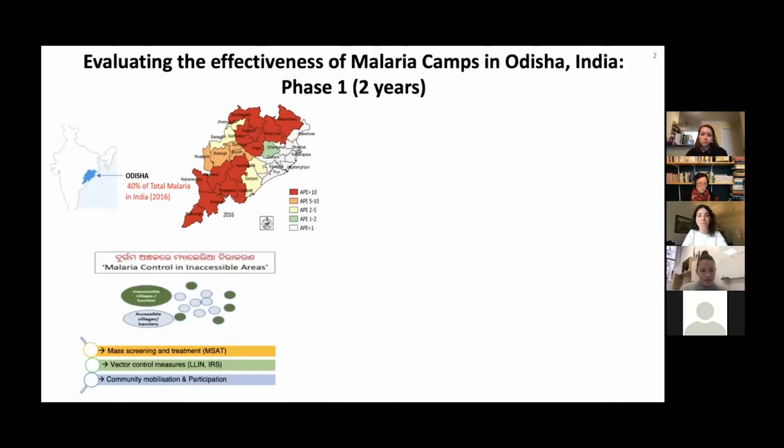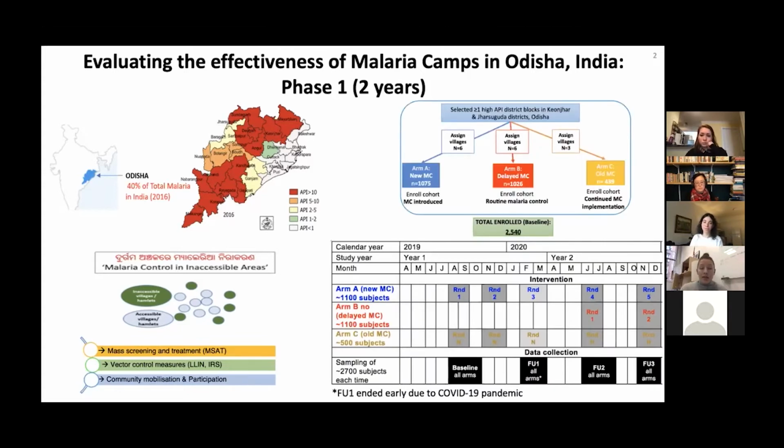In response to this high malaria presence, the Odisha State Malaria Control Program started an initiative that they call Malaria Control in Inaccessible Areas. This includes an intervention called malaria camps that are set up multiple times per year in villages that are in remote and rural forested areas of the state that do have a lot of malaria. These malaria camps consist of mass screening by RDT of all villagers and treatment of positive cases. And it's accompanied by intensified vector control as well as community education and mobilization.